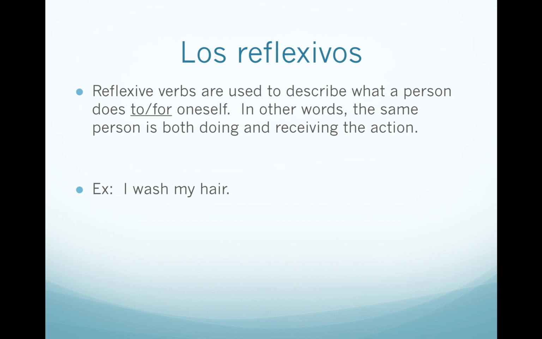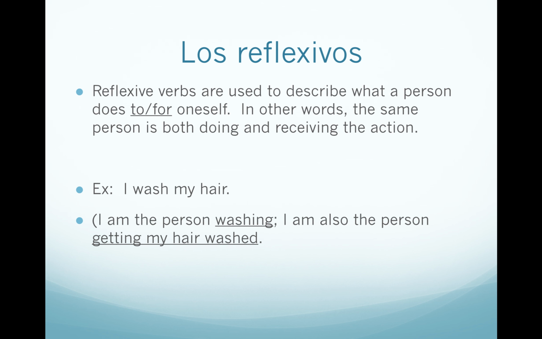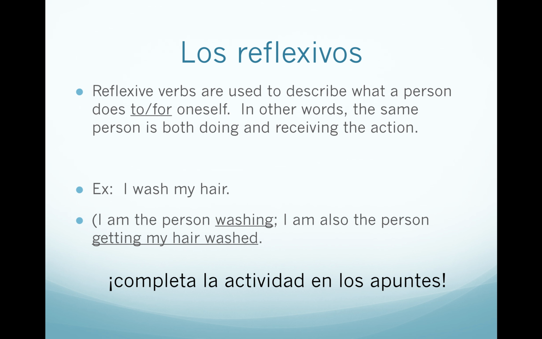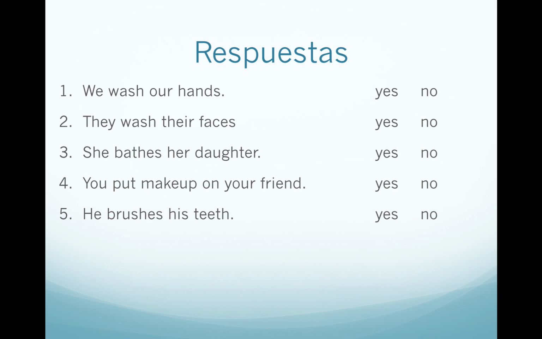For example, when we say the sentence, I wash my hair, I am the person washing, and I am also the person getting my hair washed. So it's almost reflected back to me as in the action. So, we wash our hands. Are we washing and are we the ones being washed? Yes, that is reflexive. If they are washing their faces, they are the ones doing the washing and their faces are the ones getting washed.